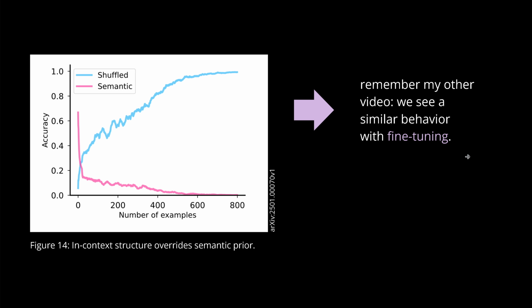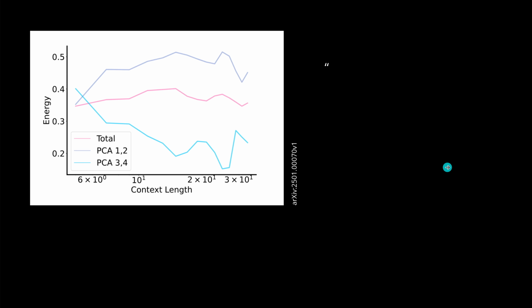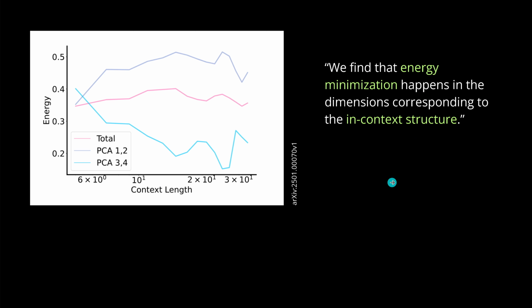And now you see, what? You want to tell me that the in-context learning behavior with this valley of death and the fine-tuning behave similarly? Yeah. If you really want to go to the edge of AI research, look at this particular data. Can you explain this to me? That the energy minimization here with the in-context learning happens in the dimensions that really correspond to the in-context structure? Do you know what this means?